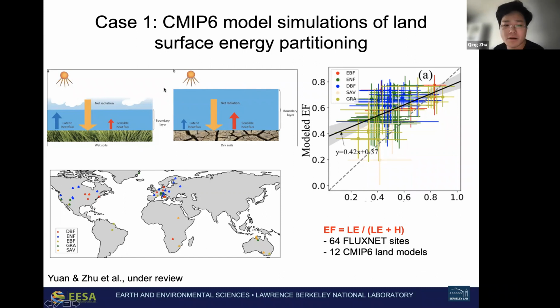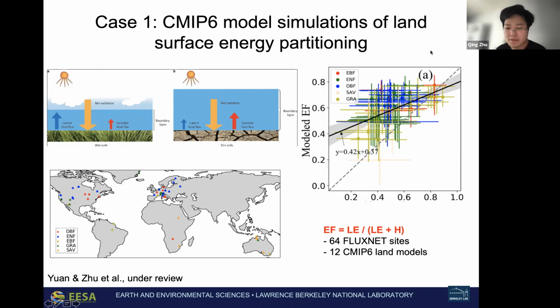A little bit of background about energy partitioning is that when net radiation comes in, it dissipates through two pathways, latent heat and sensible heat fluxes. And there's one critical variable called evaporative fraction, which is the latent heat divided by the total of latent and sensible heat. It's an important indicator of land atmosphere interactions and through which energy pathway. And so we look at the CMIP-6 models at 64 FluxNet sites and found that the model EF, evaporative fraction, is much higher than the observed EF on the right.